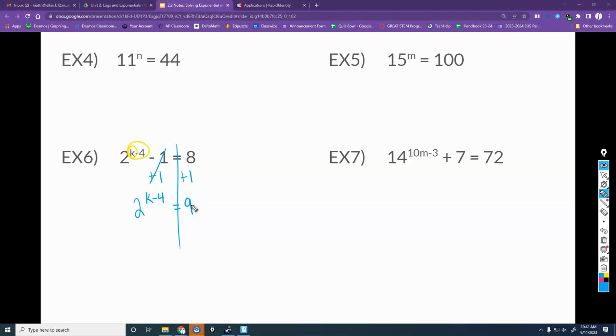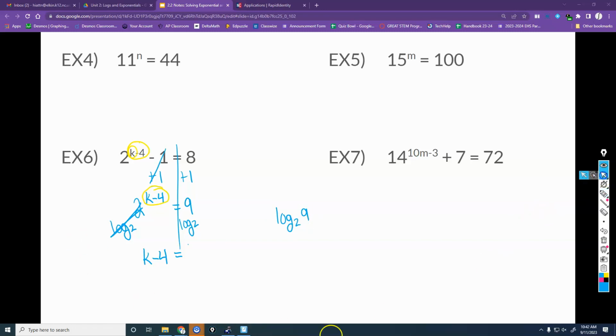Alright? So again, I've still got to get up to that exponent. To get to that exponent, I've got to get rid of that 2. I've got to do log base 2. That'll get rid of this over here. I've just got k minus 4 equals, and then this is log base 2 of 9, but let's just go ahead and get a decimal for that.